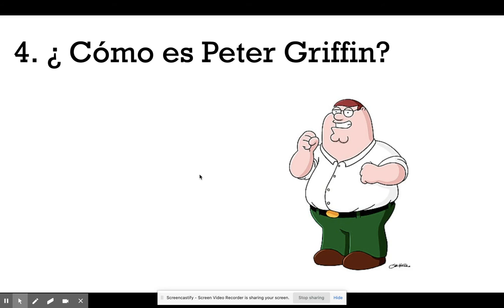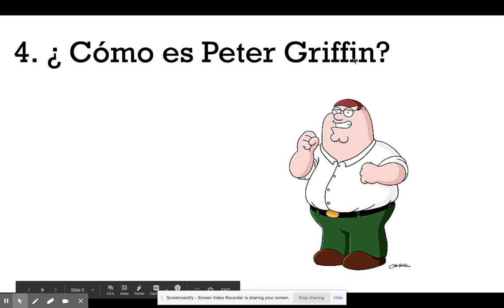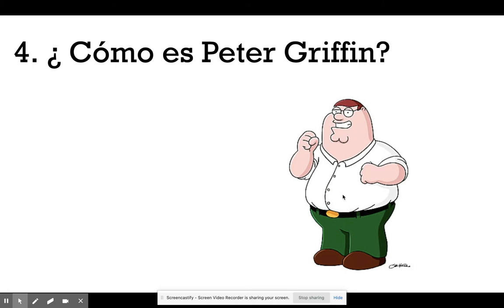Okay, ¿cómo es Peter Griffin? Peter Griffin es. Again, I'm going to choose fat, since we don't really get to use that very often. I think cartoons are a great time to use them. And then I'm also going to say silly and foolish. Peter Griffin es gordo y tonto.